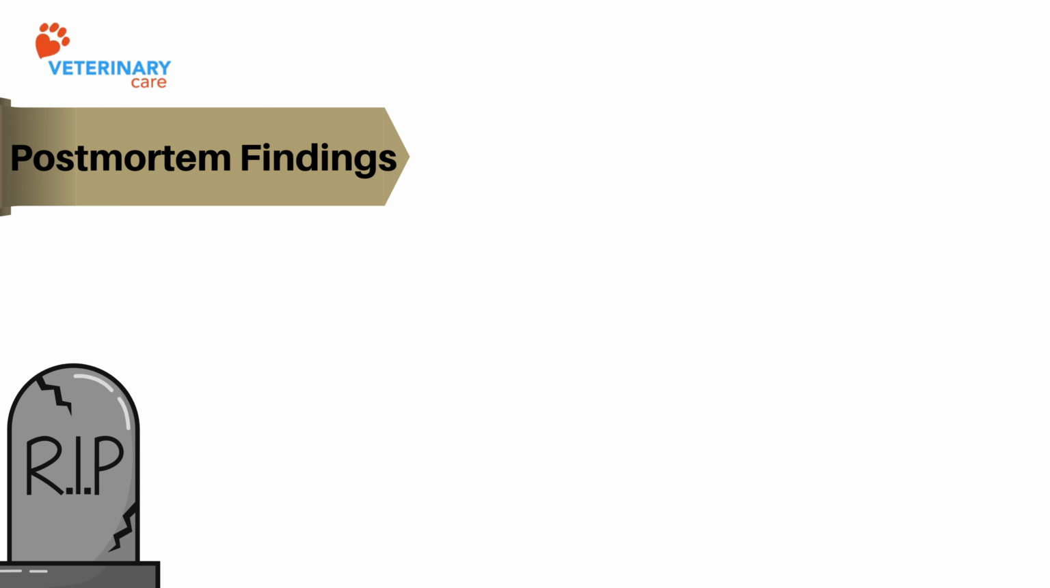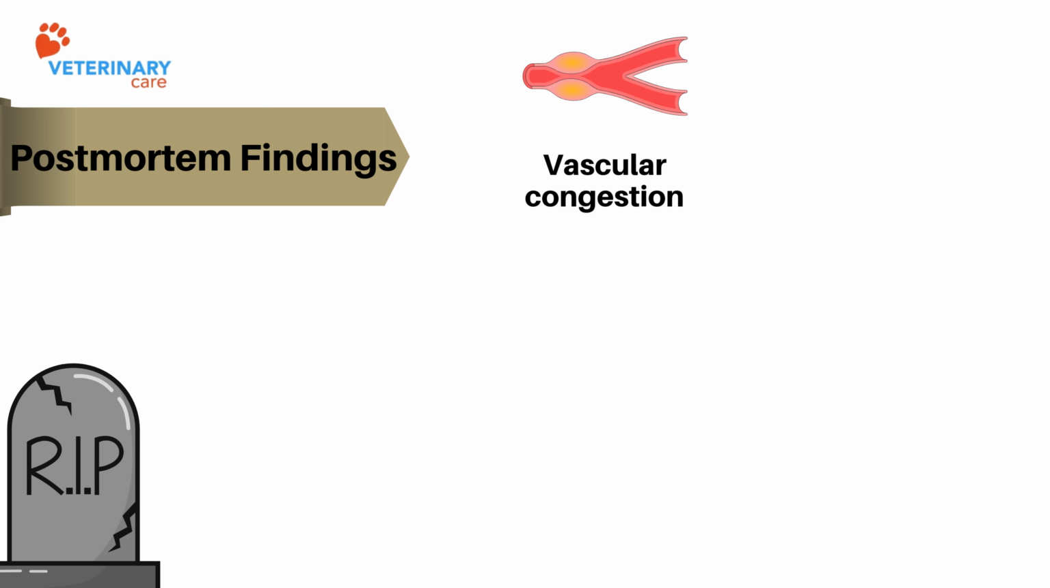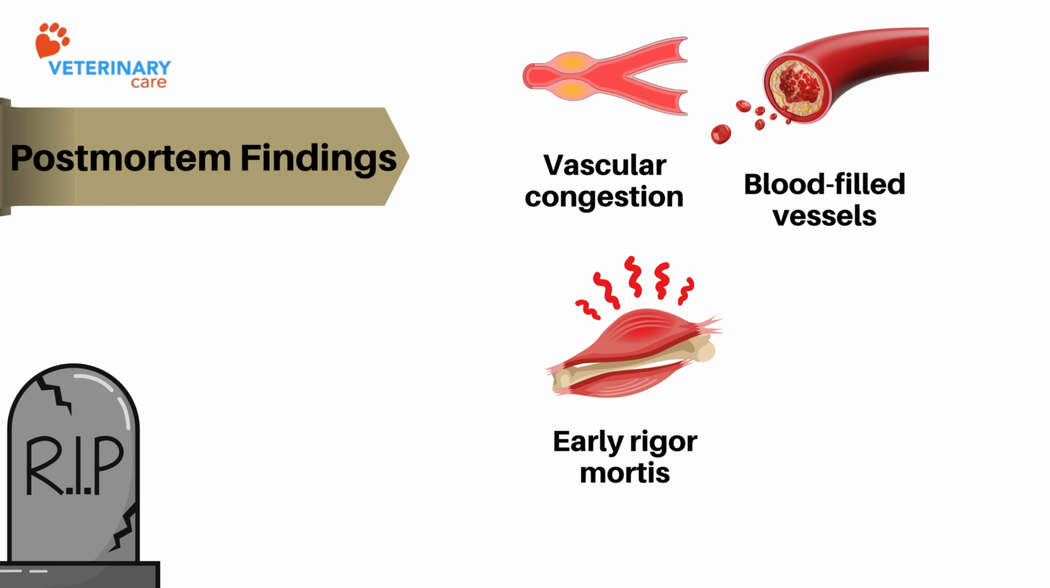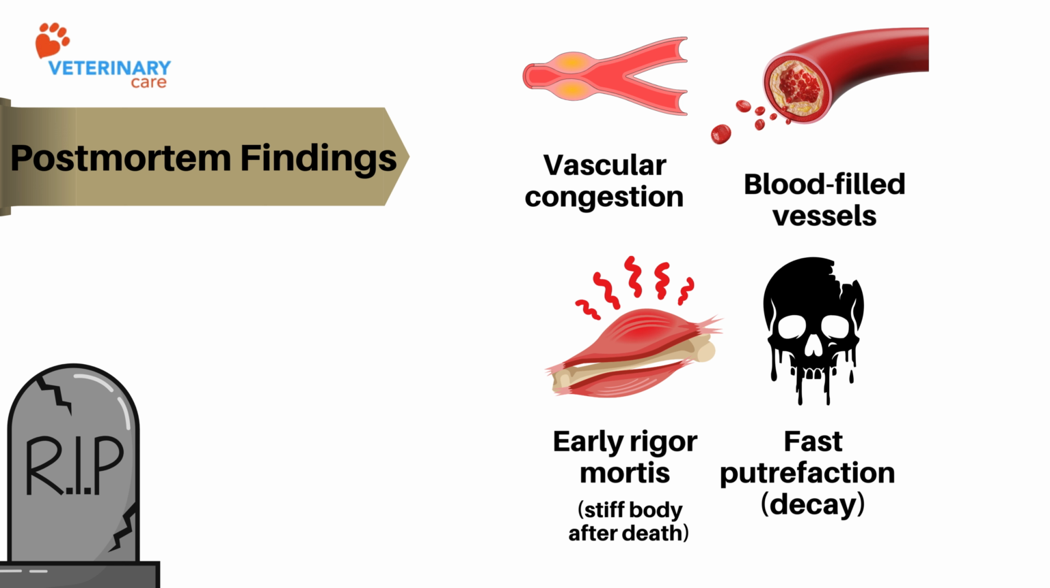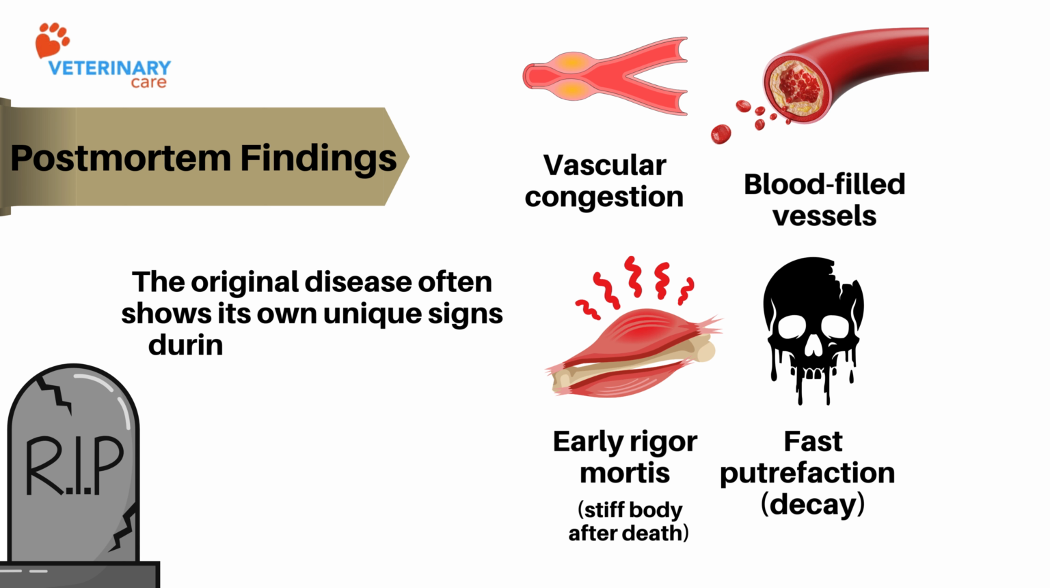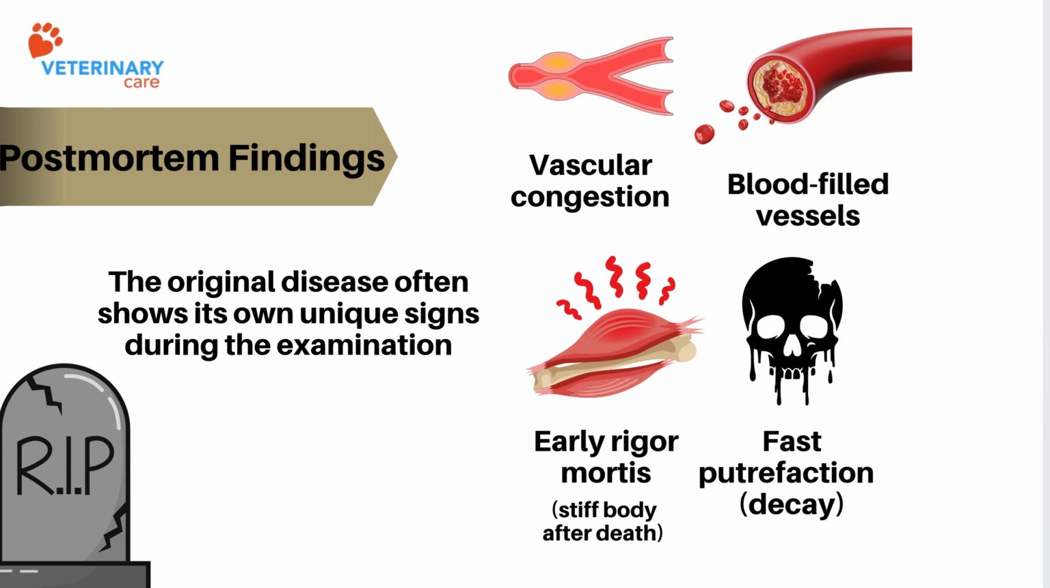If an animal dies with fever, postmortem findings may show vascular congestion, blood-filled vessels, early rigor mortis, stiff body after death, and fast putrefaction, decay. The original disease often shows its own unique signs during the examination.